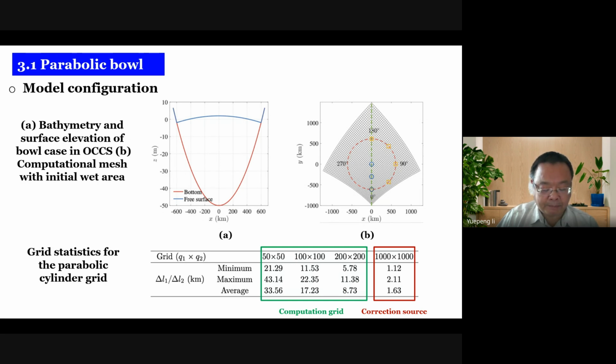A parabolic cylinder grid is used here as the computational mesh. To correct the computational grid variables, a subgrid mesh with a mesh resolution of around 1.6 kilometers is used. In this case, the subgrid is 20 by 20 for each primary cell. The simulation results agree with the analytical solution.